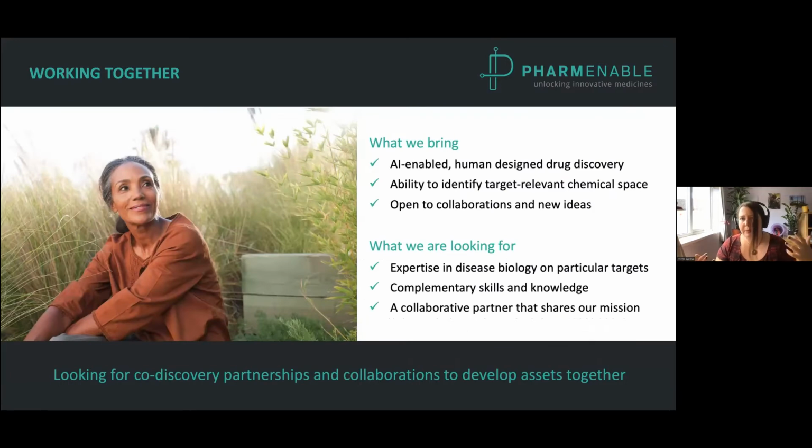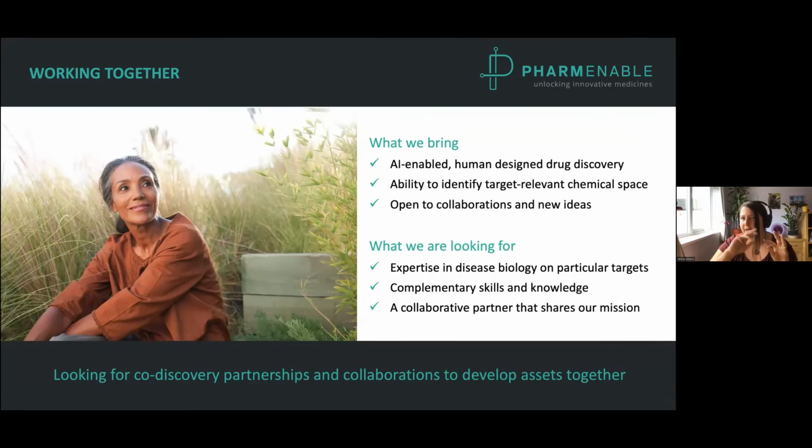We're a very collaborative company. We're always open to talking to people, and we're generally open to talking about potential co-discovery partnerships and collaborations. So what we bring is an AI-enabled human-designed approach to drug discovery.